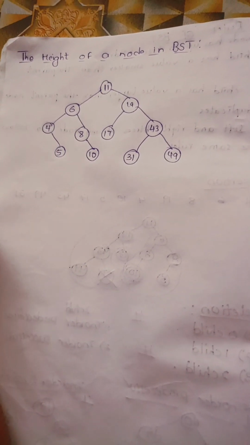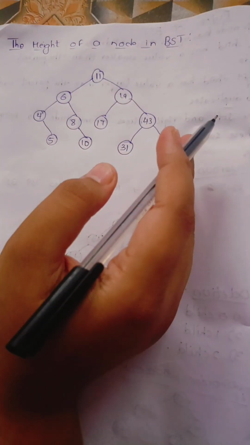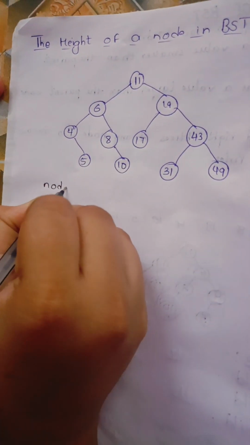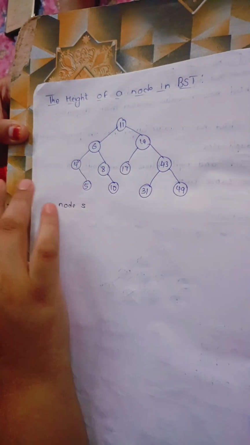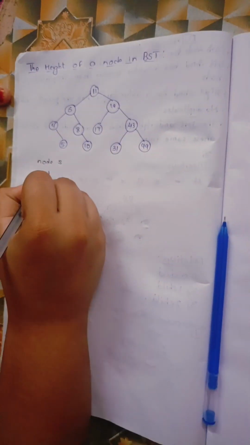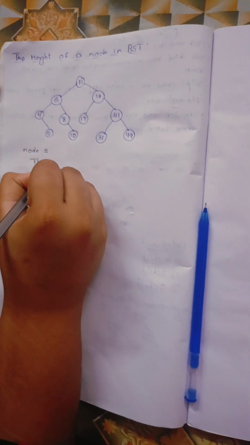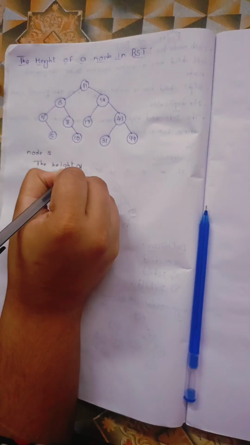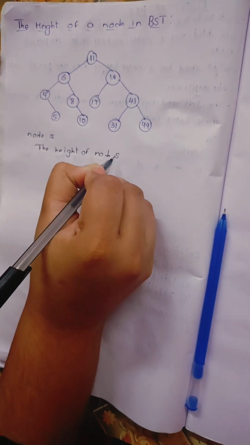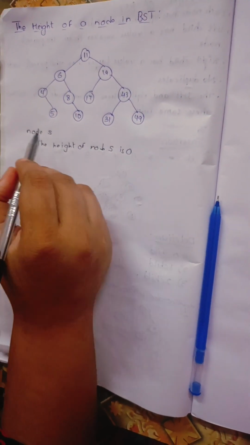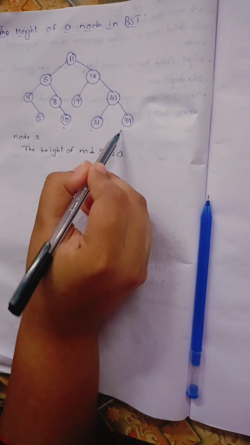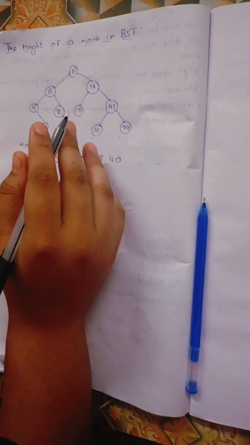Now let us take an example of a binary search tree. Now we want to find the height of all the nodes. For example, let us take node 5. Node 5 is a leaf node. It has no edges, so the height of node 5 is 0. In the same way, the height of 10, 31, 49 is 0 because they have no edges.